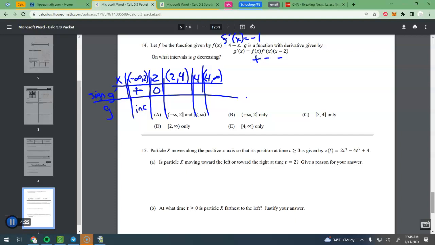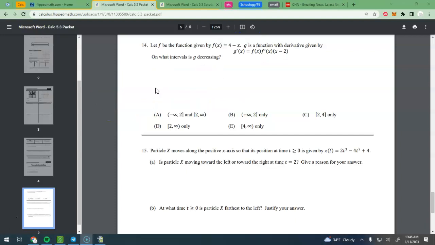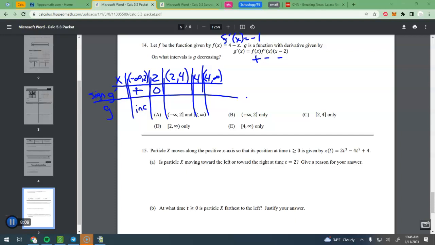So let's plug in like 3, between 2 and 4. If I plug in 3, 4 minus 3 is a positive number. F prime is still negative, so they're really like in parentheses. And then 3 minus 2 is a positive. So positive, negative, positive means the derivative is negative, so therefore g is decreasing. At 4, my derivative is 0, that's where the 4 came from in the first place.